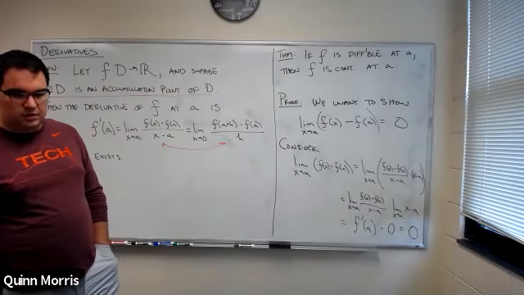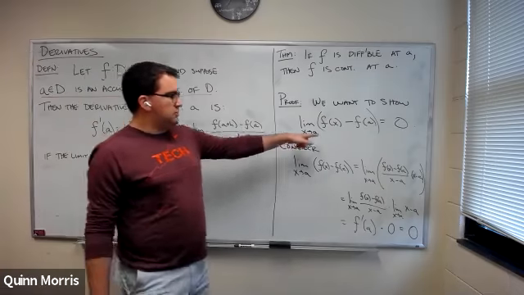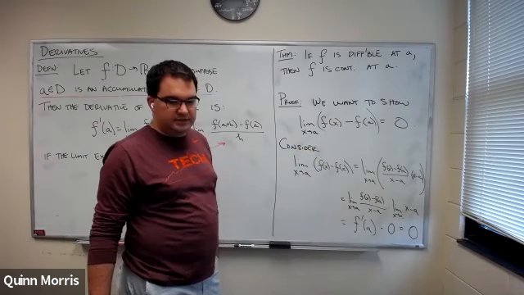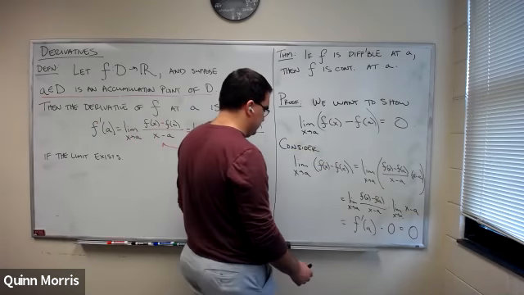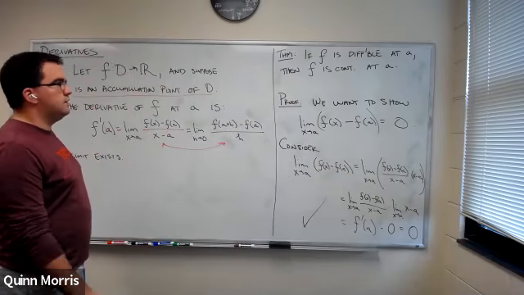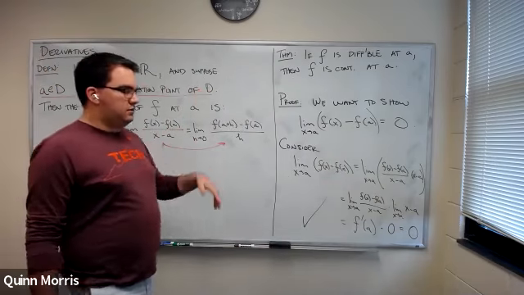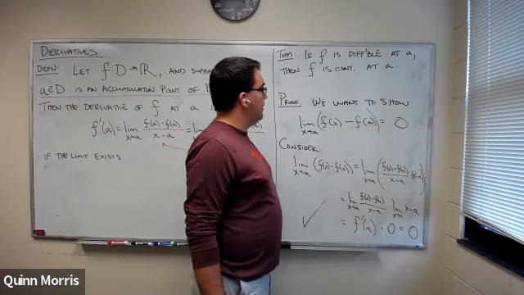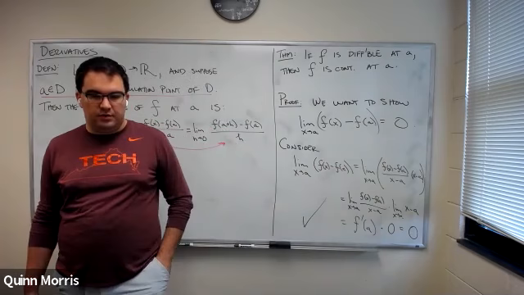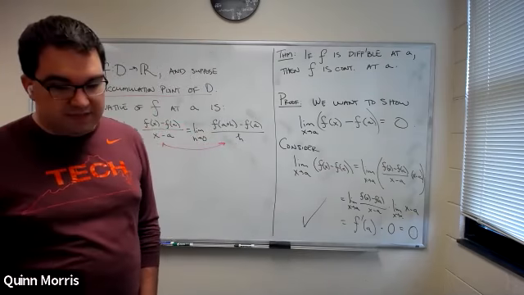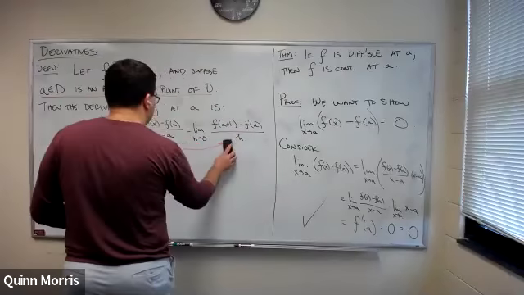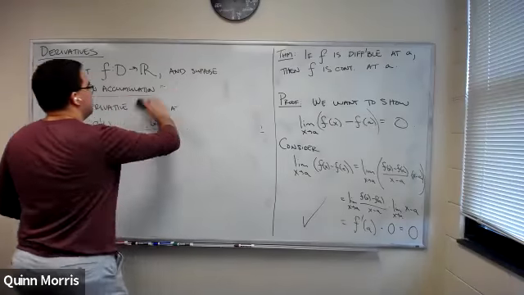And so I get that this whole limit is equal to 0, which is exactly what I wanted to show here, because now I have the limit as x approaches a of f of x is equal to f of a. So this is continuous. All right, great. Again, the converse of this is not true. Take the absolute value function, for example. The absolute value of x is continuous at 0, but it's not differentiable at 0.